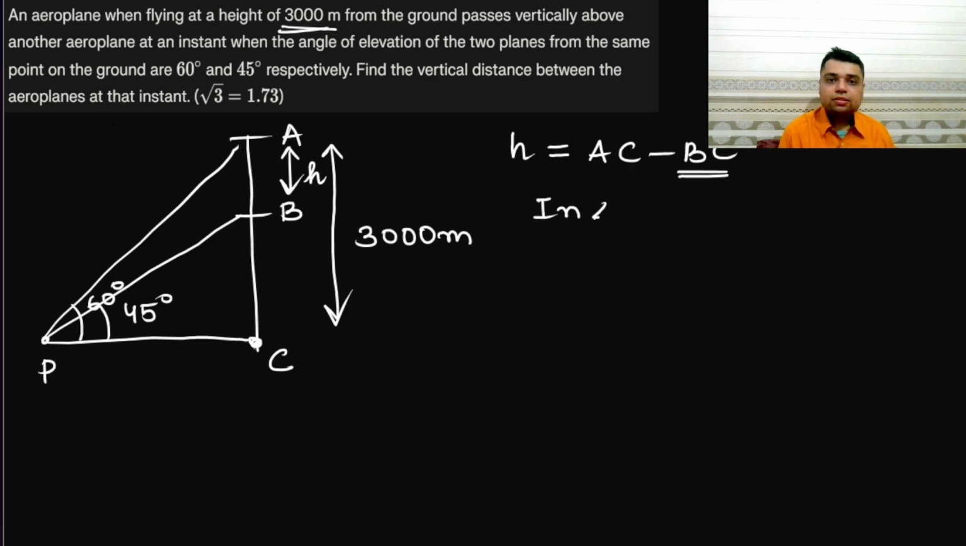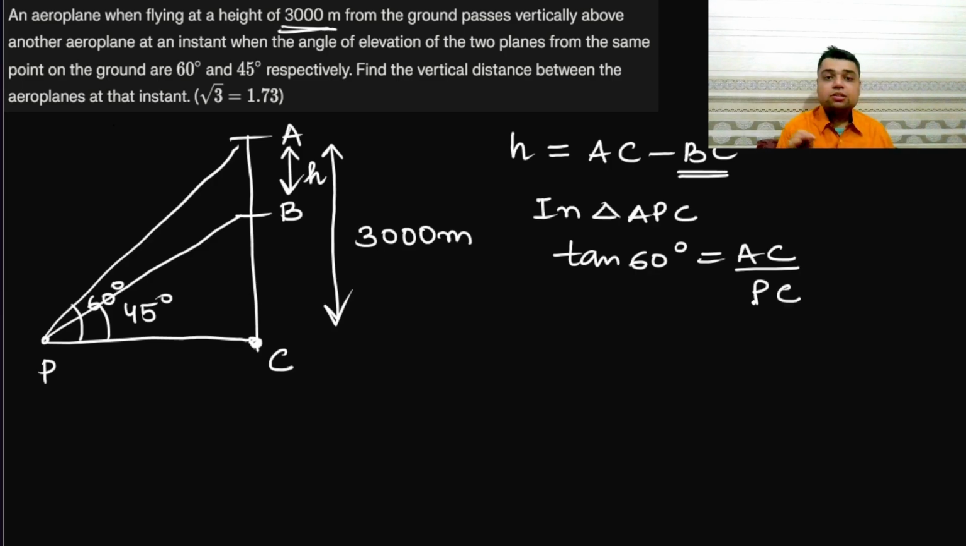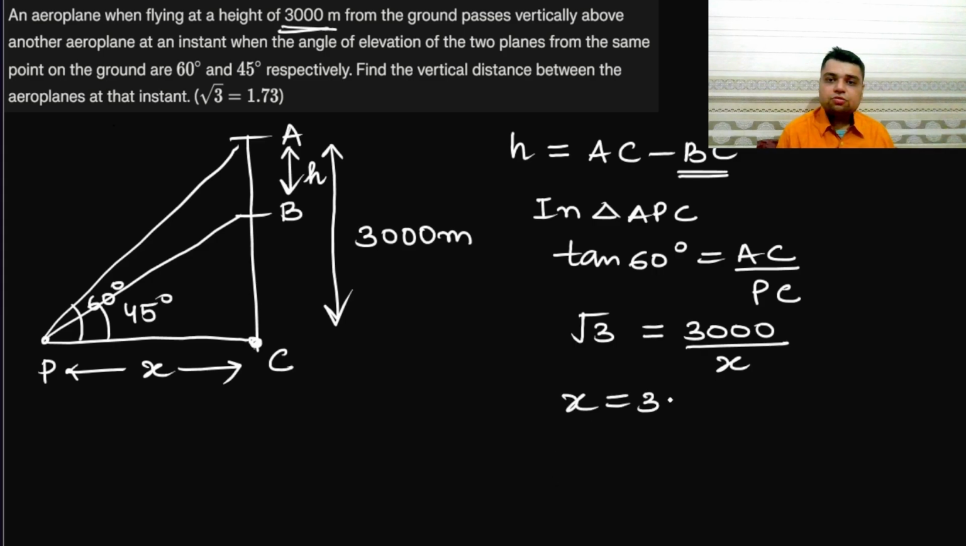In triangle APC, I have tangent 60 degrees as AC upon PC, because we have height and we are talking about base. Let's take it as x here. So tangent 60 is root 3 and AC is 3000, and I have x here. Okay, so x will be equal to 3000 upon root 3, and this root 3 gets cancelled out. I will get 1000 root 3, right?